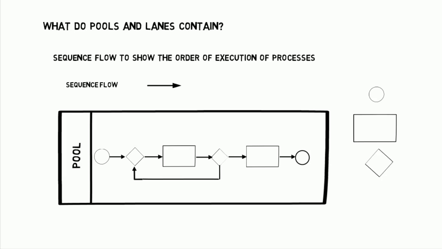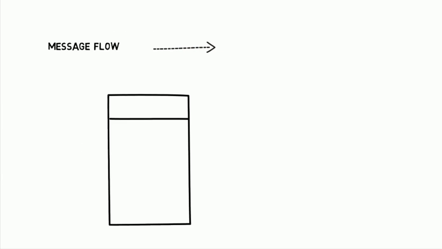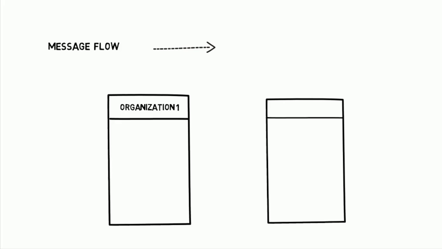BPMN makes a second flow line, the message flow dashed line, available to model ordering of processes between organizations or departments, in other words, between pools.